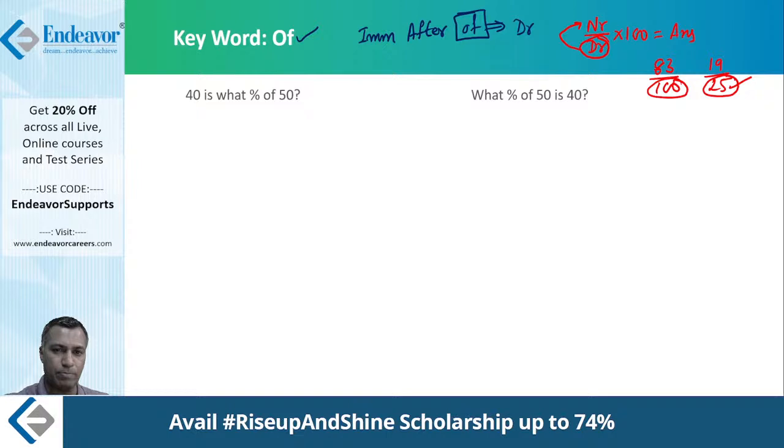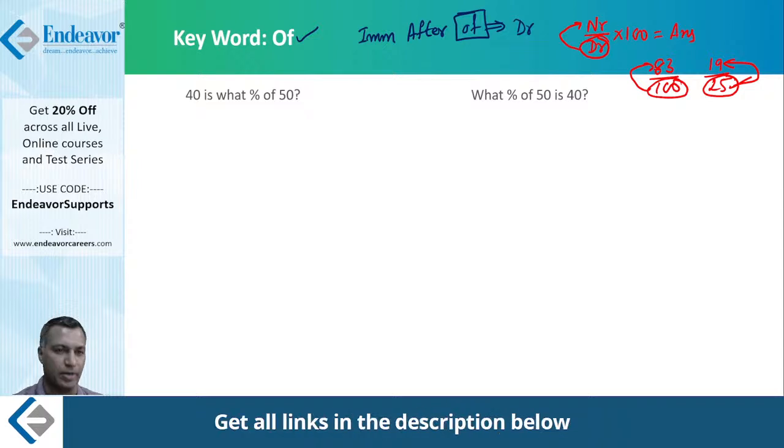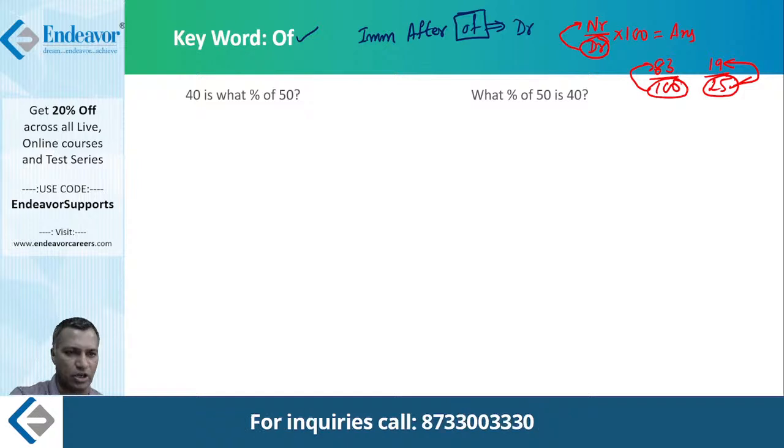Always remember, whenever you write something in the denominator, that is the gold standard for that question. That is the standard of measure, and you are measuring the numerator against that denominator. That is the whole point. This clarity should be there. Coming back to the discussion: whatever comes immediately after "of" becomes the standard of measure, or the denominator.